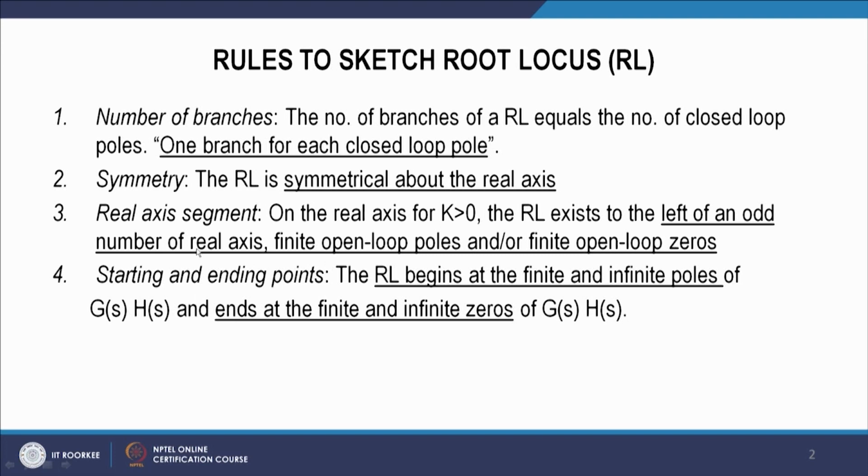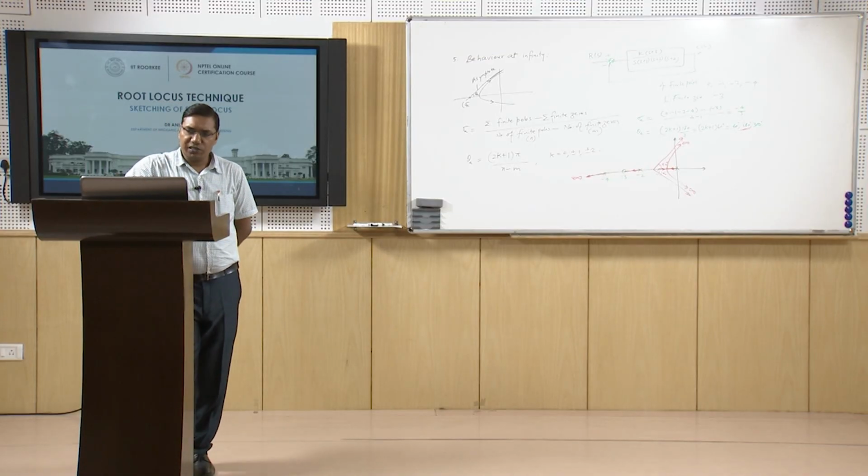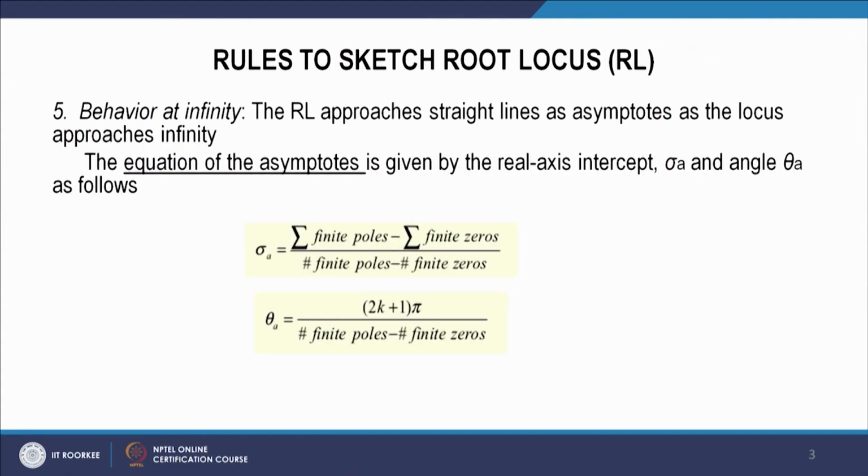Then starting and ending points: the root locus begins at the finite and infinite poles of G(s)H(s) and ends at the finite and infinite zeros of G(s)H(s). Then at infinity it will approach straight line asymptotes, and the equation was given with the intercept on the real axis, that is sigma a, and theta a, and we saw this example.